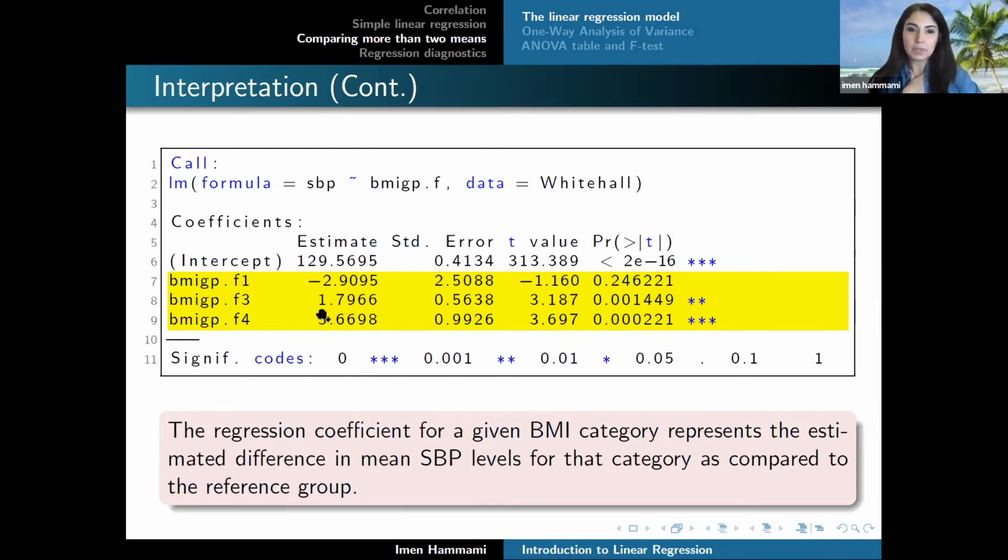When I'm dealing with a categorical variable, it's always the mean difference for the group that is shown as compared to the group that is not shown.